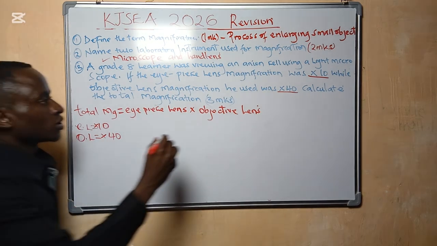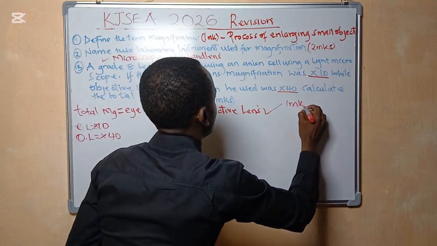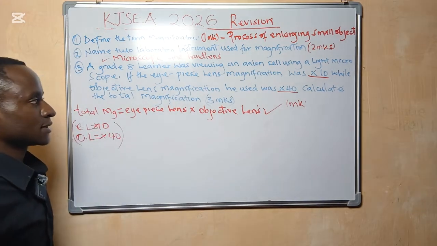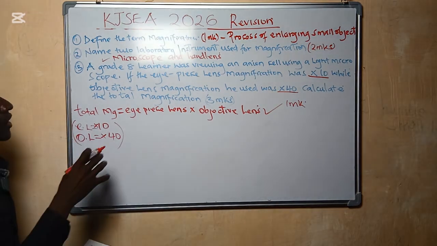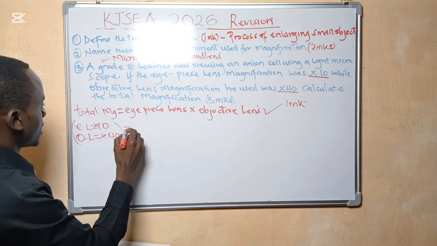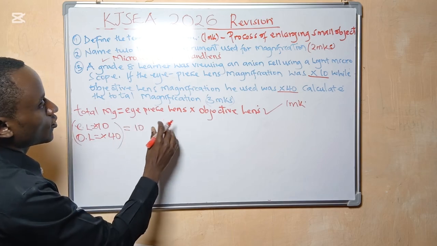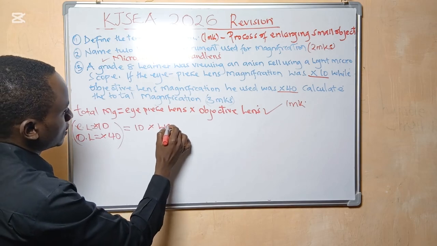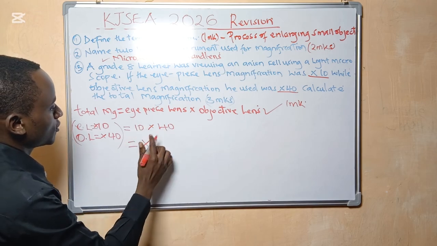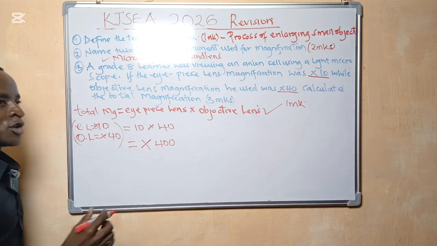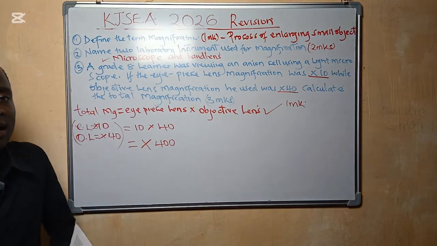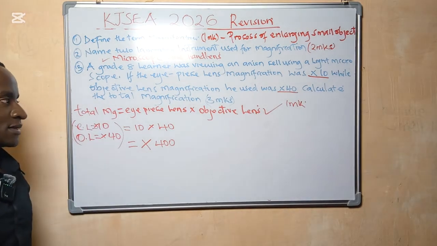So 1 mark for writing the formula. Then this is very critical, just to identify the eyepiece lens and the objective lens. So we therefore insert these figures. Eyepiece lens we have 10. What do we have as objective lens? We have 40. Then what will be our answer? Our answer will be times 10 times 40, what do you get? 400. So this image has been magnified 400 times. It has been enlarged 400 times.